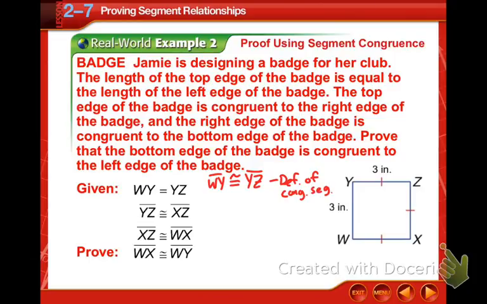And then using that, we now know the transitive property is true as well because we have two now. The given has this YZ congruent to XZ. And we have YZ in this one as well. So that means that segment WY is congruent to segment XZ.